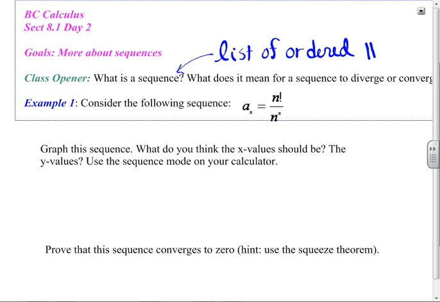Now, do you guys have your calculators? You can borrow some of mine. We're going to learn how to put a sequence on my calculator.